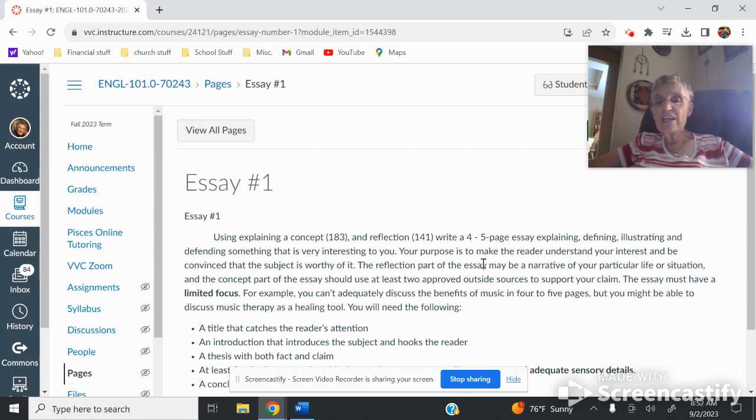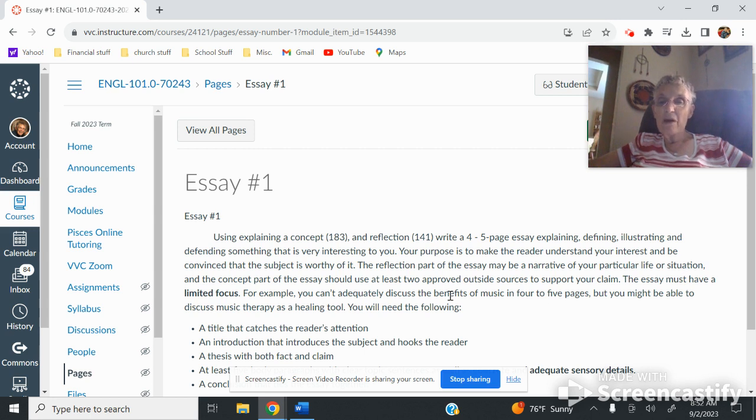And then in the reflection of the essay, you may use I. In the rest of the essay, you're not going to use I. You're going to use third person for the most part whenever you write essays and academic essays. Not you, hardly ever do you use you. And then sometimes you use I if you are explaining your own personal experience, but you're not going to say I think, I believe, or anything like that. It can be a narrative of your particular life or situation.